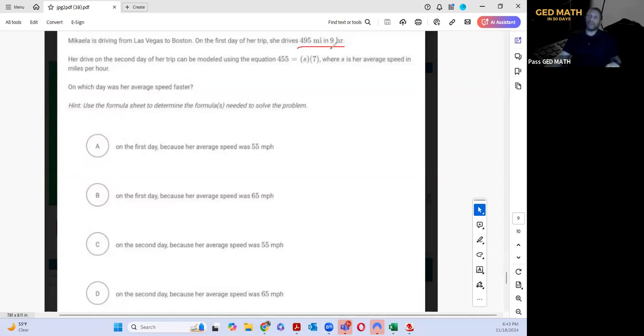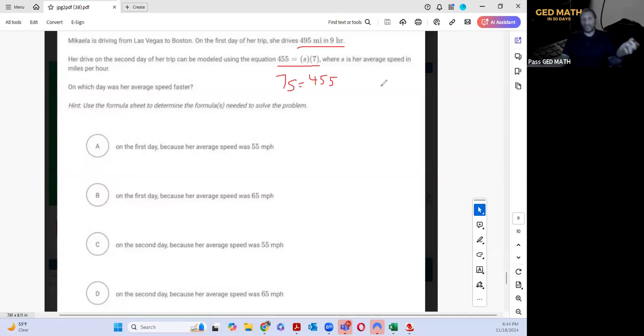Her driving the second day of a trip can be modeled by using the equation 455 equals s times 7. Very similar to what you know. I doubt the GED is going to try to throw you off with their formula, but you should be able to see that this is 7s equals 455. Okay, we're talking about algebra. Your coefficient is in front of your variable, so s times 7 is the same as 7 times s. Does everybody understand that?